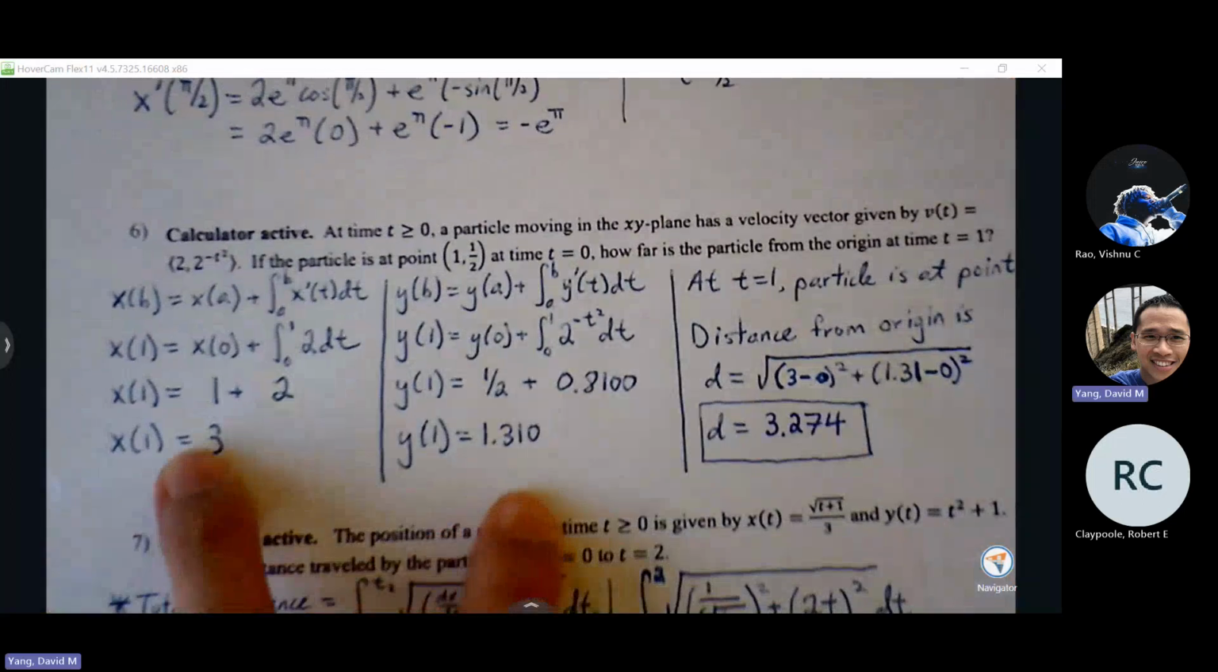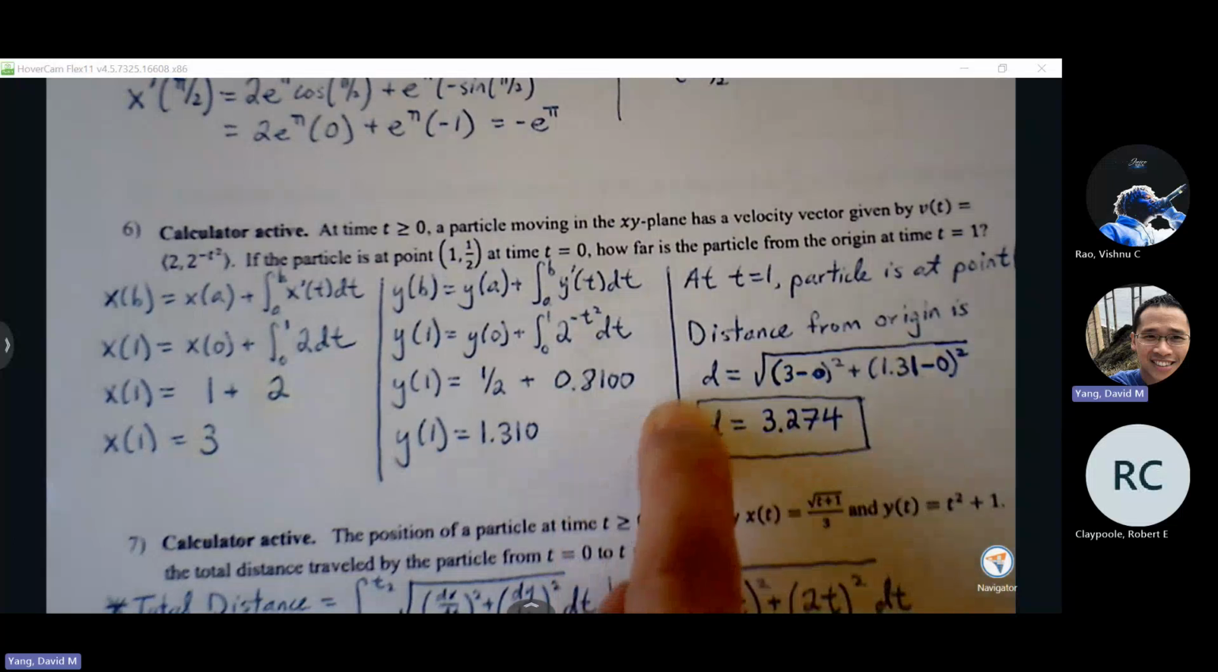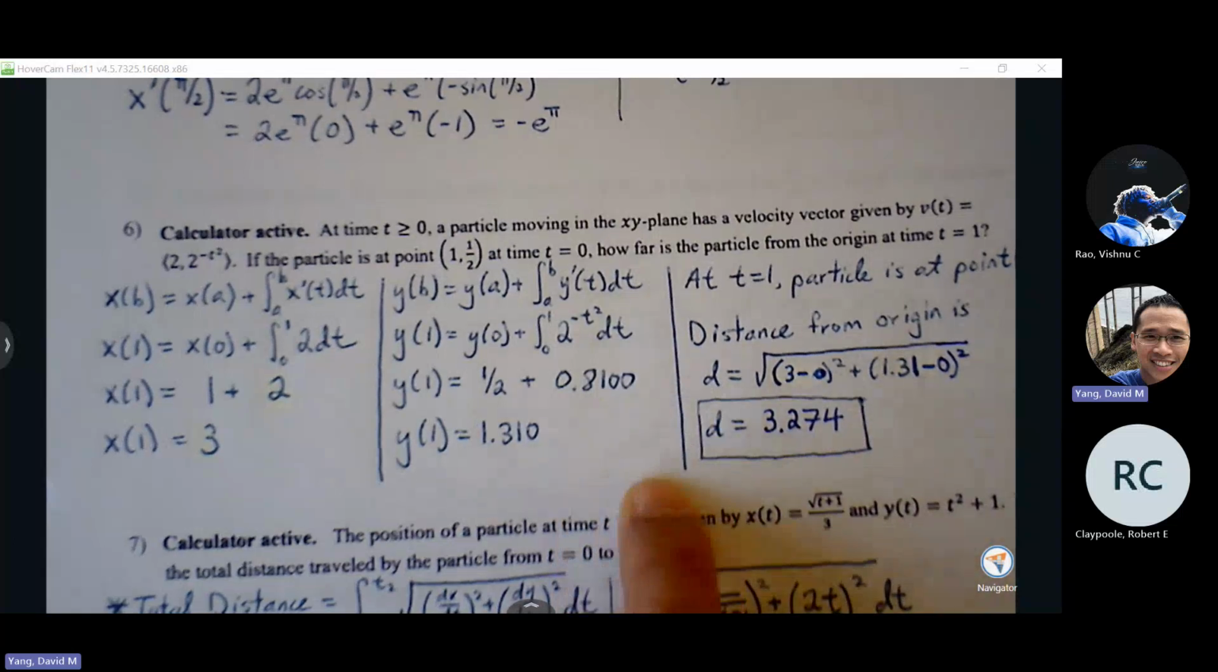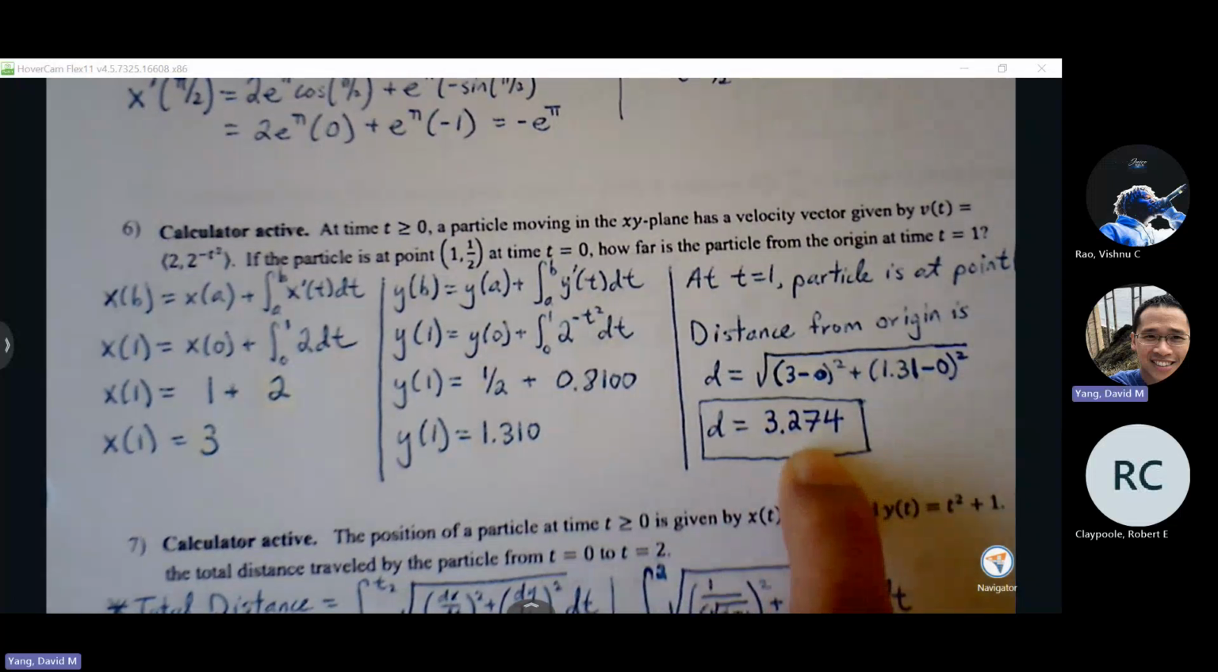Or if you want to, you can draw Pythagorean theorem and just find the hypotenuse between 0, 0 and the ordered pair 1, 1.3, right? a squared plus b squared equals c squared. Solve for c, hit the square root, same thing.